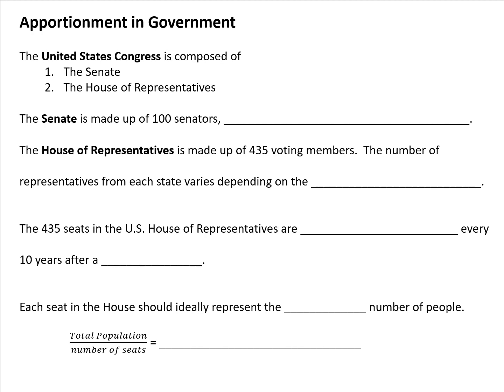So let's look at apportionment related to our government. The United States Congress is composed of two houses, the Senate and the House of Representatives. The Senate is made up of 100 senators, 2 senators for every state. The House of Representatives, though, is different. It's made up of 435 voting members. The number of representatives for each state varies depending on the population of that state.